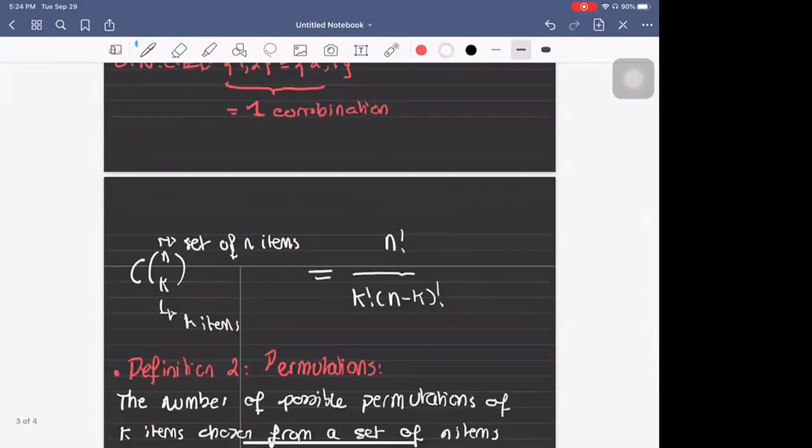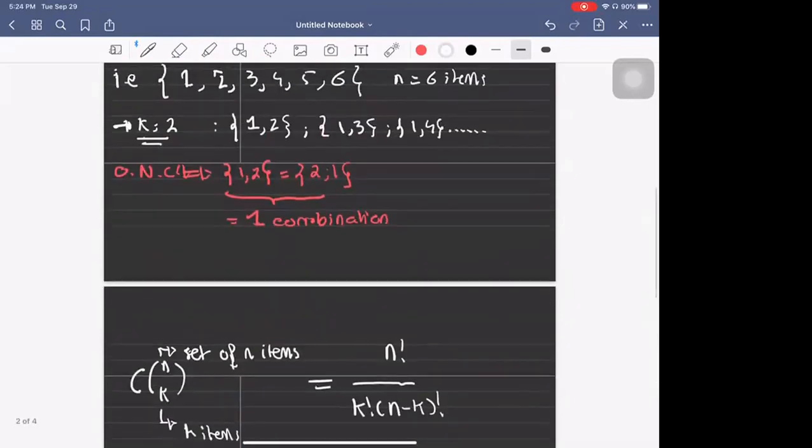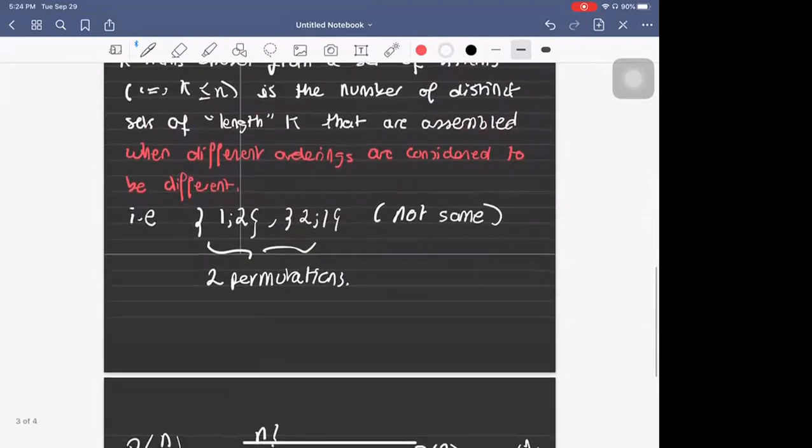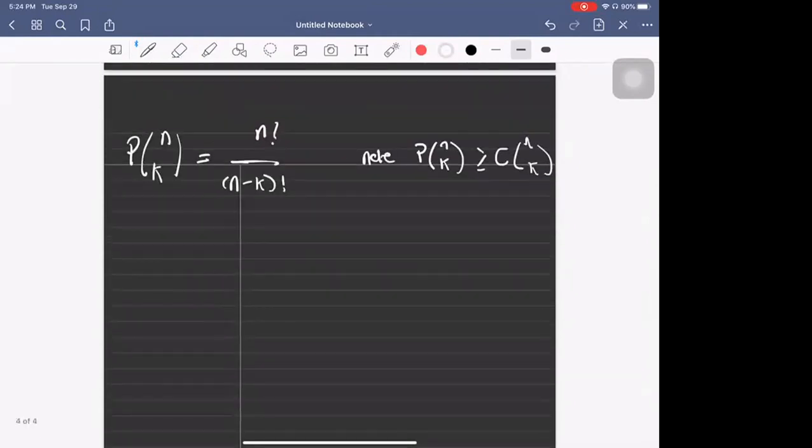It makes sense in the formula because we have a K factorial on the bottom. K factorials are defined for positive integers, so that will make combinations smaller. And even intuitively, I gave the example right here. This is considered as one combination, and at the bottom, these are considered two permutations. So when we're permuting elements of a set, it will be larger than the combinations. We'll apply this to an exercise.